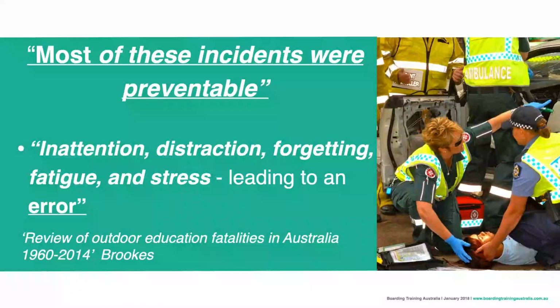And Mr. Brooks, who wrote this article reviewing outdoor education fatalities, said that he found most of these incidents were preventable. He said there was an element in each of them, usually, where inattention, distraction, forgetting things, fatigue and stress led to an error of judgment on the adult's behalf or the child's behalf that led to the harm that was caused. So, of course, we don't want to be having that happen on our watch.